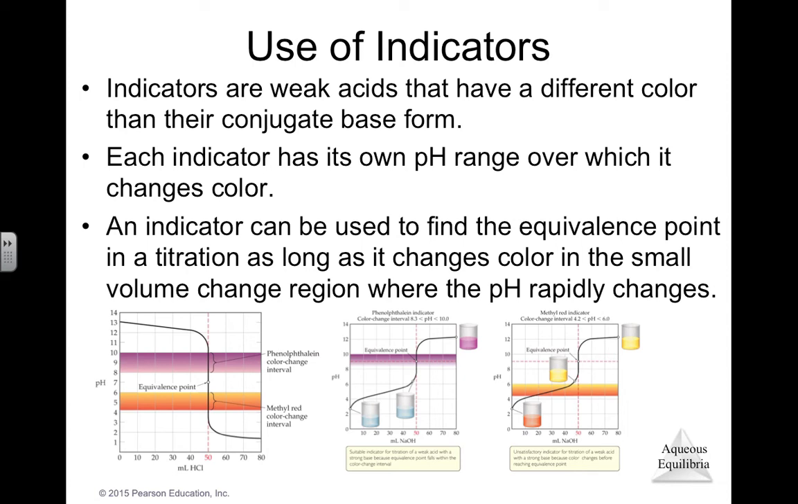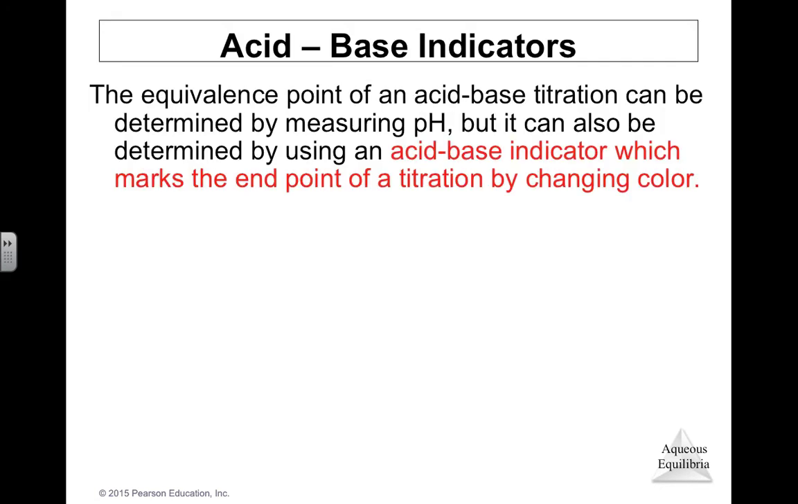An indicator can be used to actually find the equivalence point as long as it changes color in the volume change where the pH is changing for the specific titration. So essentially you need to make sure that the indicator changes color where you expect the equivalence point to be in a titration. So with acid-base indicators, the equivalence point can be determined by measuring pH, and we've done that already.